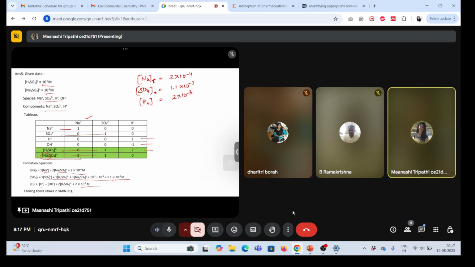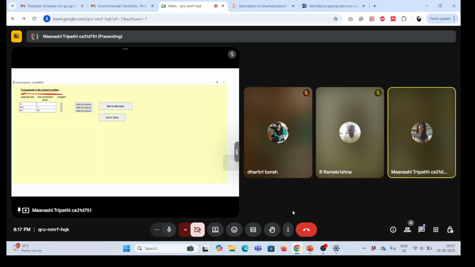So we can keep all these values in Visual Minteq like this. We have to fit all the components in the present problem. There will be a column to keep all the components. That is why, even if you want to solve it in Visual Minteq, you need to prepare the tableau and all.